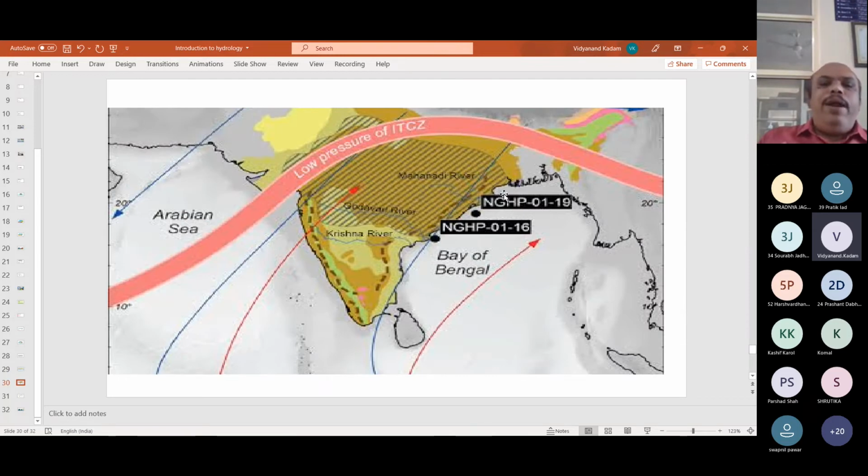And as the low pressure belt ITCZ is shifted to the Indian continent, wind starts flowing from the ocean towards the Indian continent. And this wind which flows towards the Indian continent is known as the monsoon wind. Okay, what do we call it in Marathi? मौसमी वारे. So this monsoon wind reaches the Indian continent.